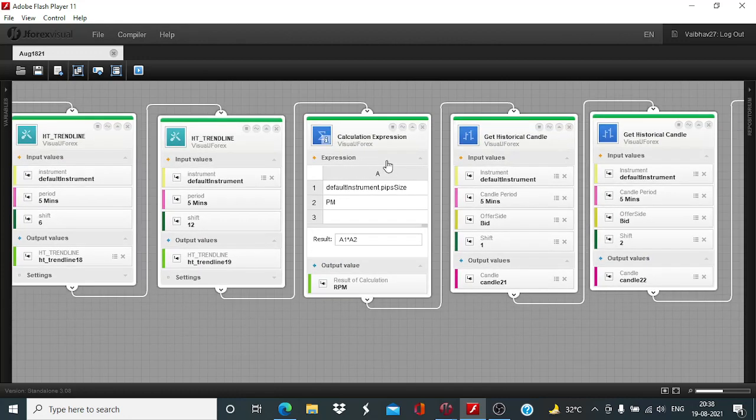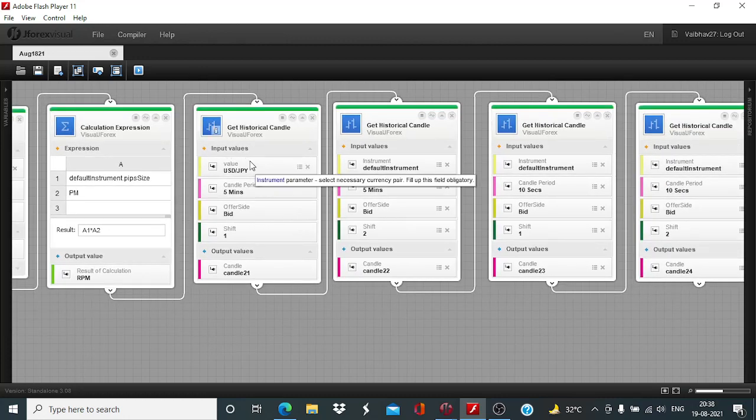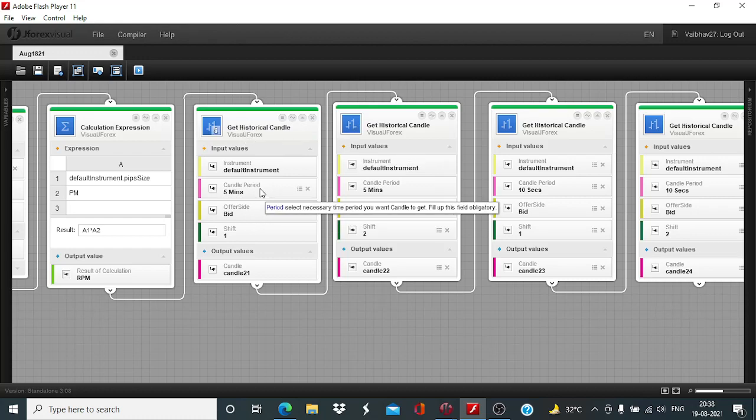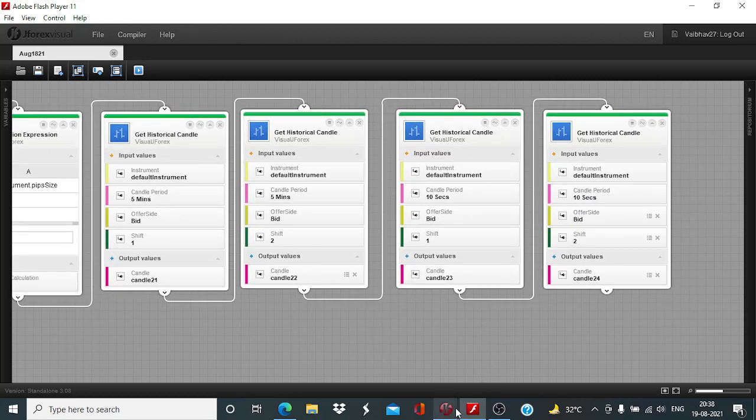We are also going to define the price band within which the trade execution should happen. So for that we have defined this new variable with the value of 10 pips. To look at the condition for the execution of the trade, we are also taking the help of price action. For that we will be using this get historical candle period is 5 minutes each, and to pinpoint the exact entry these 10-second blocks will be used.